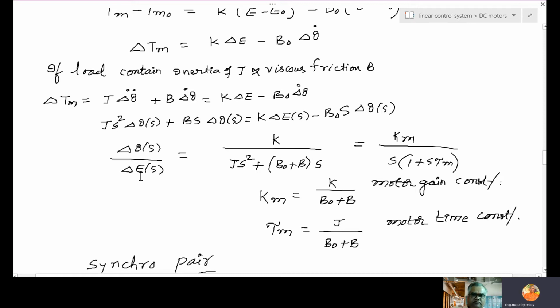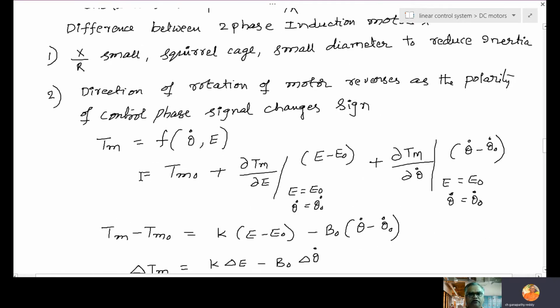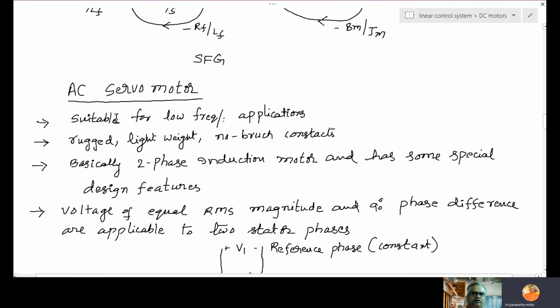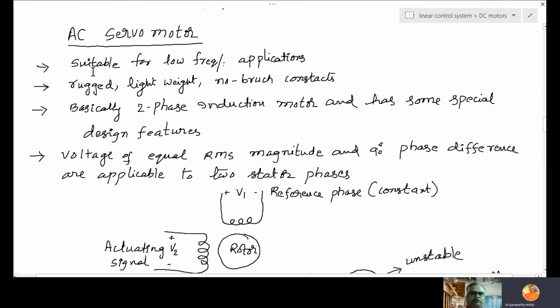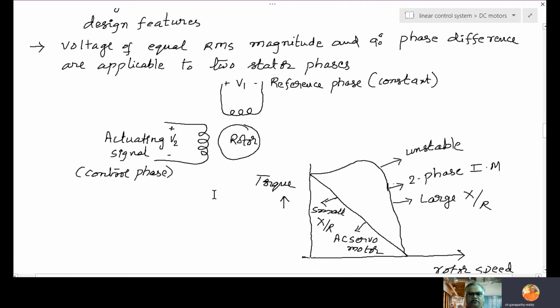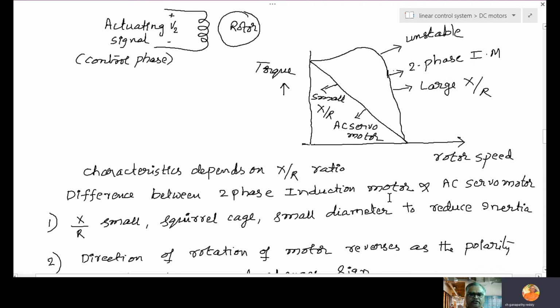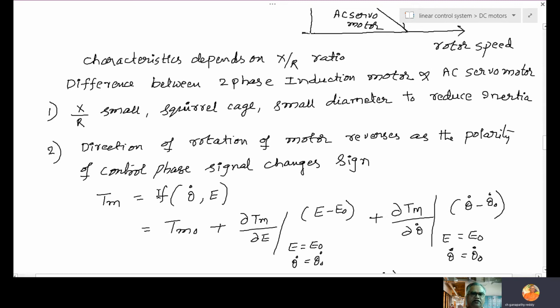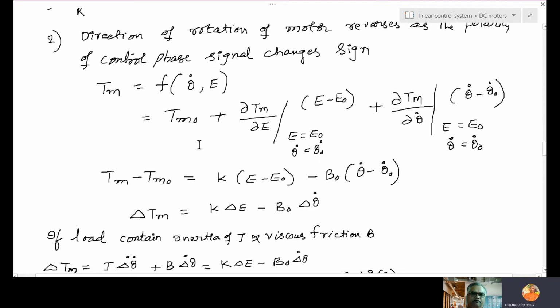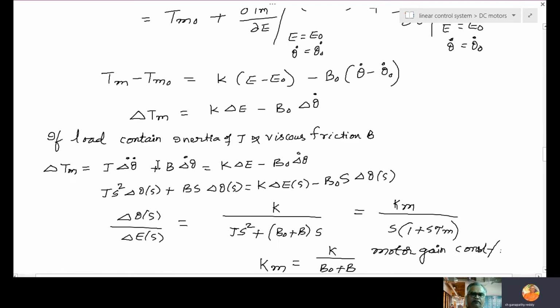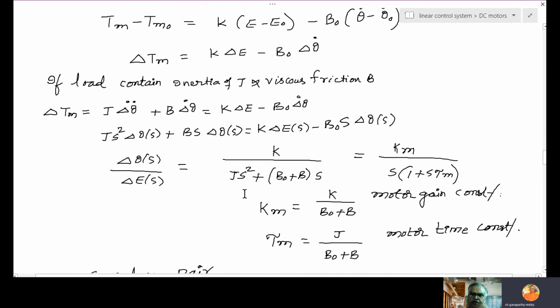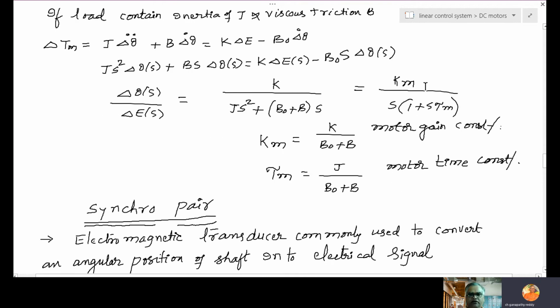So this is another AC servo motor. What are we finding in this AC servo motor? Basically a few features: suitable for low frequency applications, brief key points about the servo motor, equivalent circuit, and differences between induction motor and AC servo motor characteristics. So these differences, this equation is important. For the rest of the things you can do it easily. You will get the transfer function.